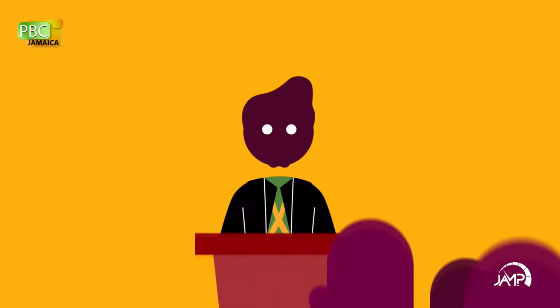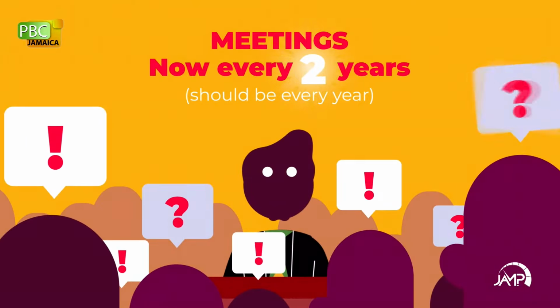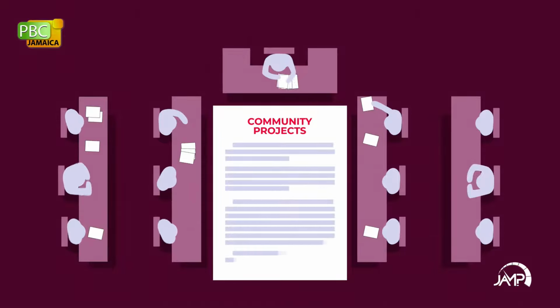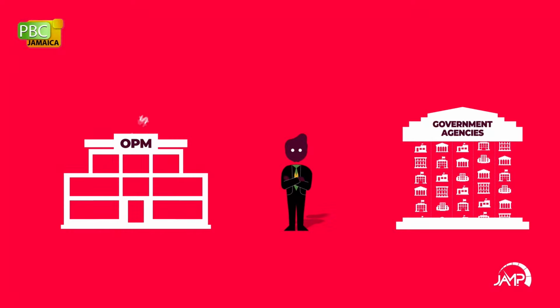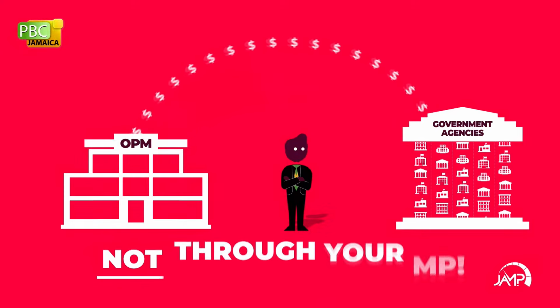It outlines that MPs are to meet with citizens at least once every 2 years to agree on the projects needed. You know, it used to be once a year? We should really go back to that. Projects developed without community consultation are not to be approved by the bipartisan CDF Parliamentary Committee. Directly from the Office of the Prime Minister to the implementing agency, not through.